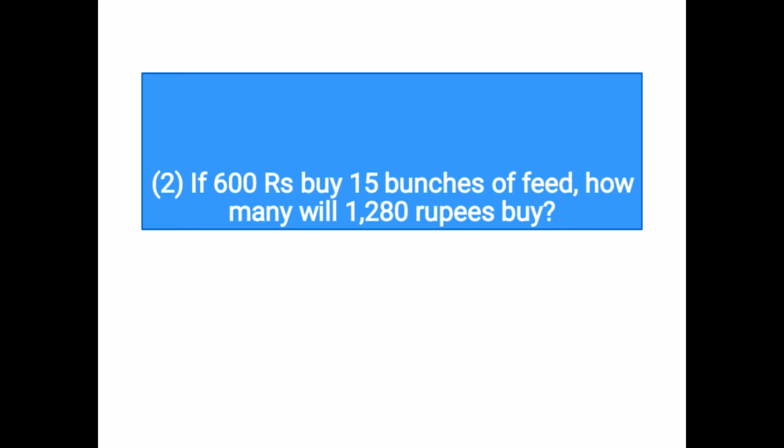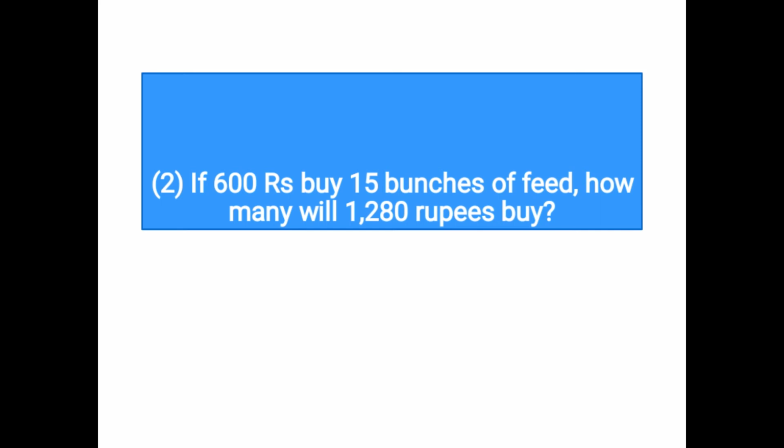If 600 rupees buy 15 bunches of feed, how many will 1280 rupees buy? You have to find the bunches of feed for 1280 rupees. Here the first given cost is 600 rupees. The other given cost is 1280 rupees, which is increased. For 1280 rupees, the bunches of feed will be more. So this is direct proportion.